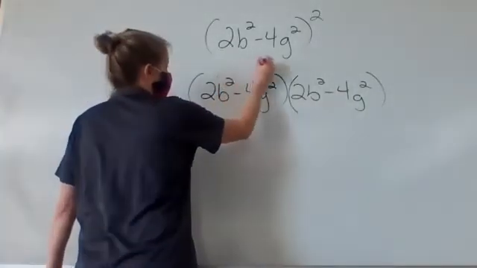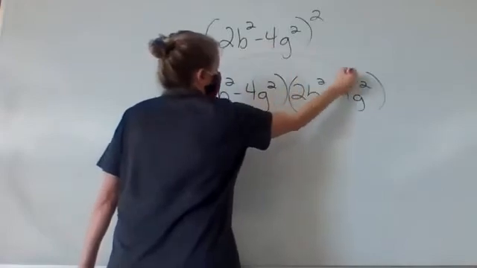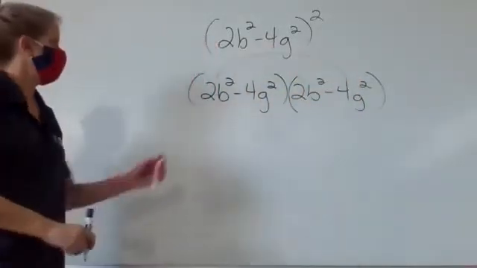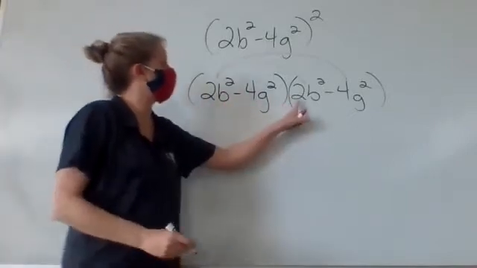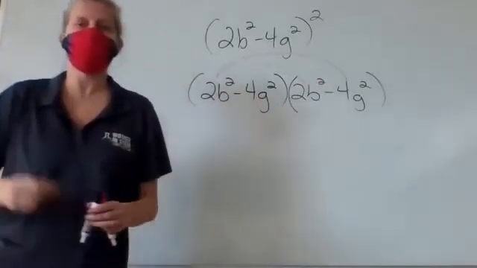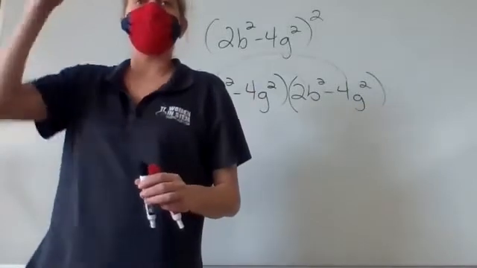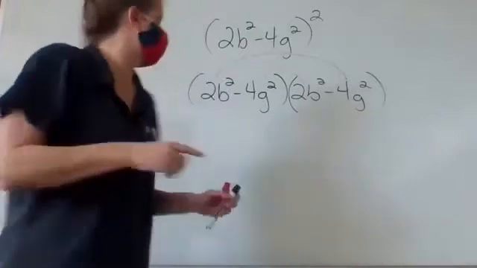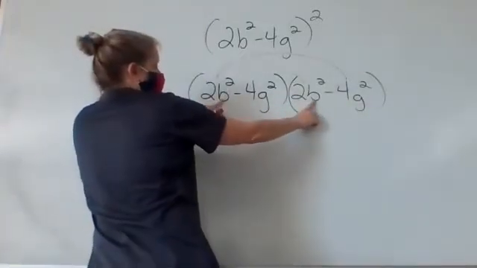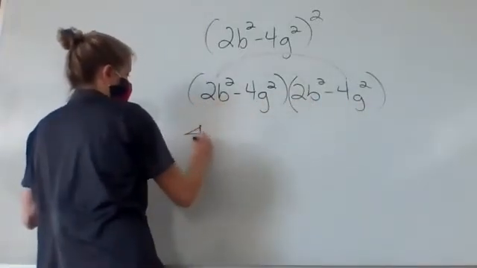So 4b to the 4th power. Right, good. Because what am I doing first? 2b squared times 2b squared gives me 4. And then your b squared, you add those exponents together. So you're going to have 4, then b squared gives you b to the 4th.